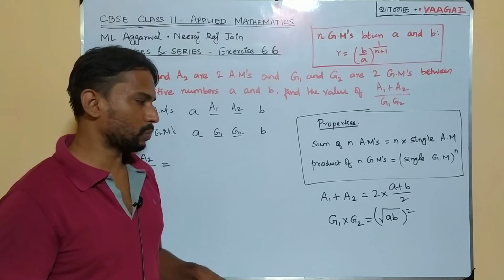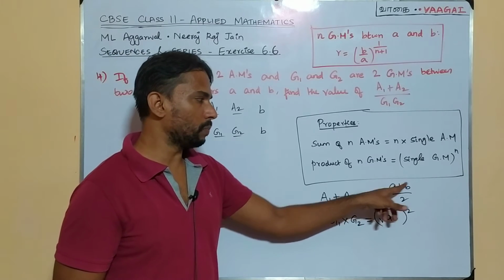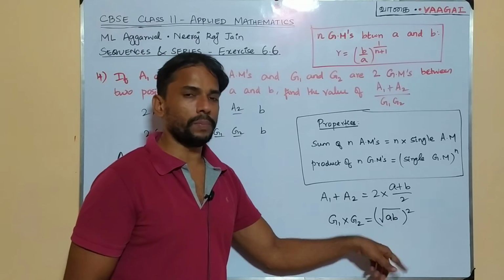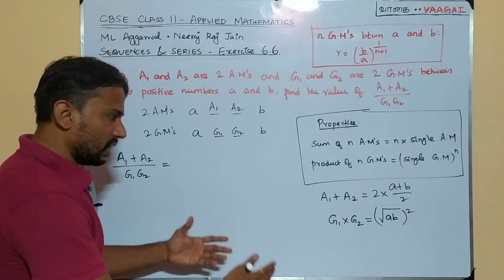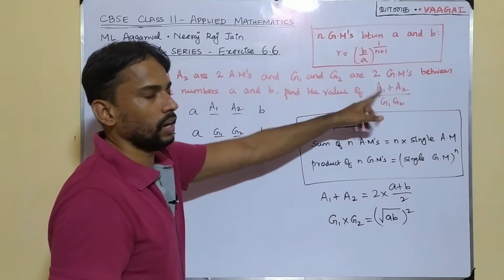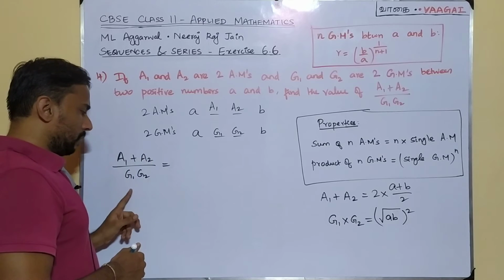So finally we got the expressions: a1 plus a2 is equal to 2 times a plus b by 2, and g1 into g2 is equal to root of ab the whole square. That's it. And if you come see here, this expression is what we have to find the value of. What is the value? Find the value of a1 plus a2 divided by g1 g2.